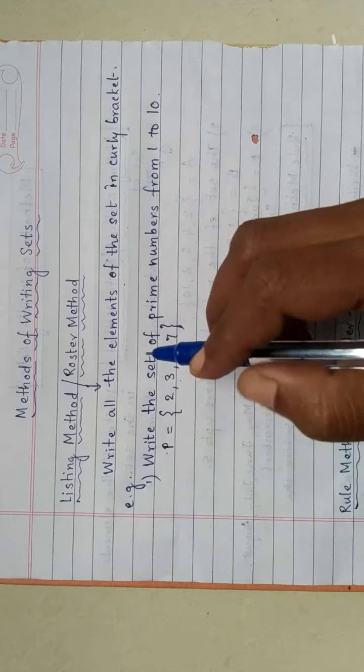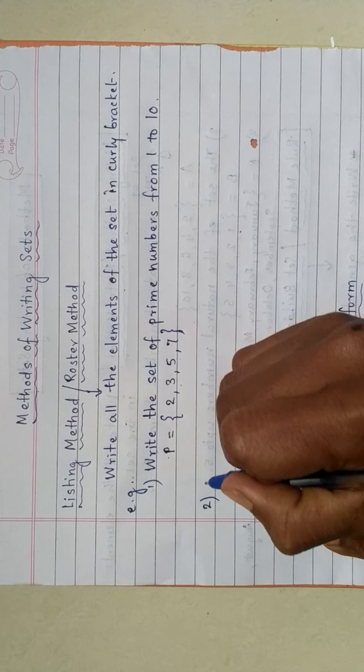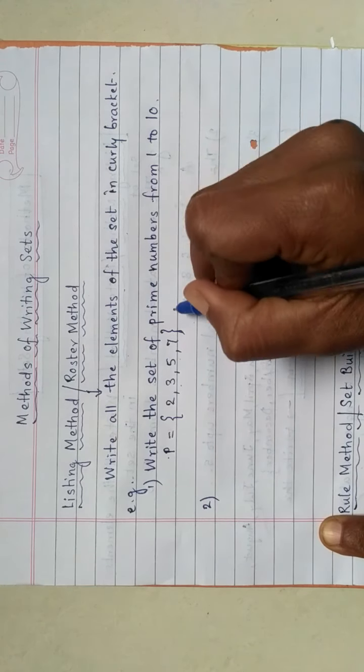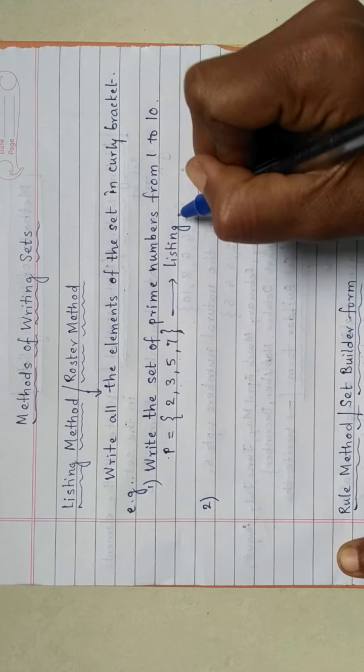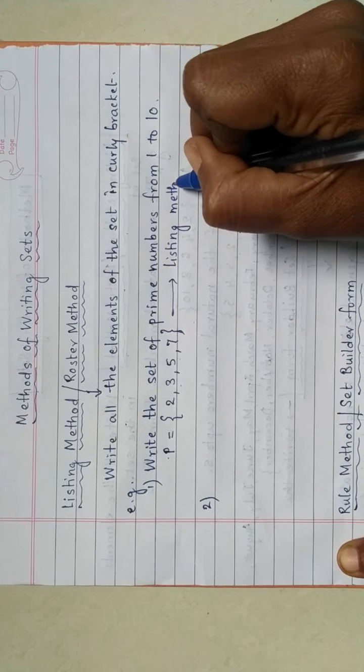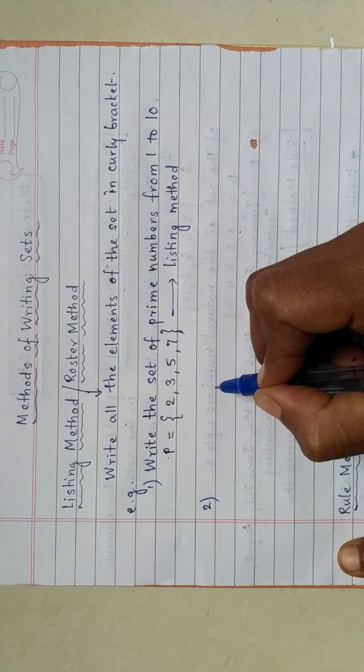Is everyone following? We have written this by listing method, right? We have listed all the elements. We have written all the elements belonging to that set.